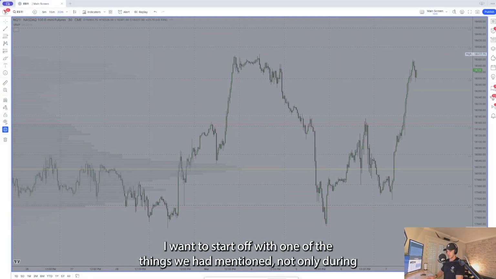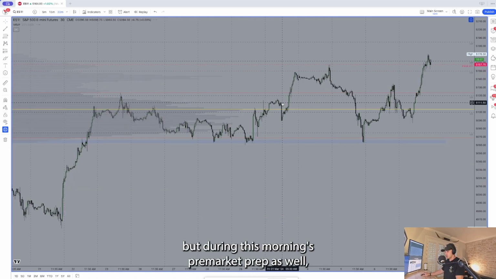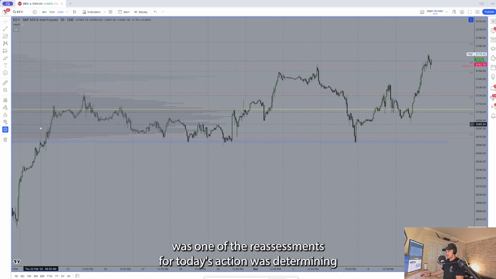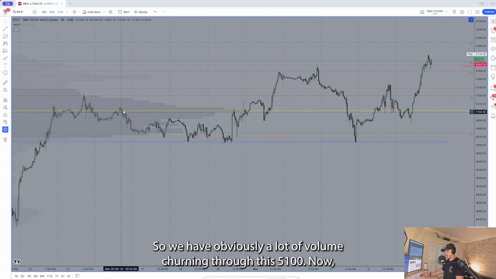One of the things we had mentioned not only during yesterday's session recap, but during this morning's pre-market prep as well, was one of the real assessments for today's action was determining whether this range was going to be accumulation or distribution. So we have obviously a lot of volume churning through this 5100.